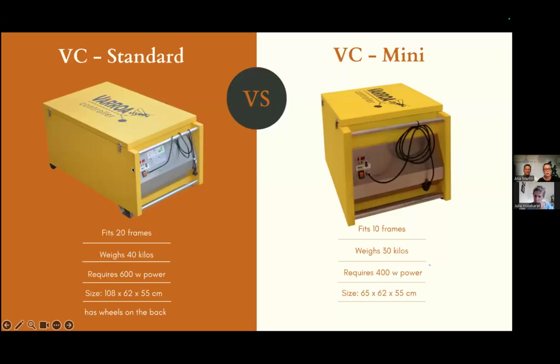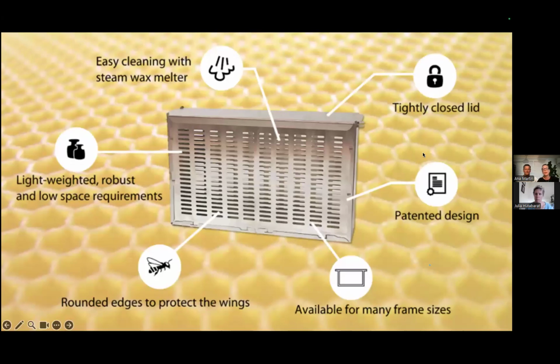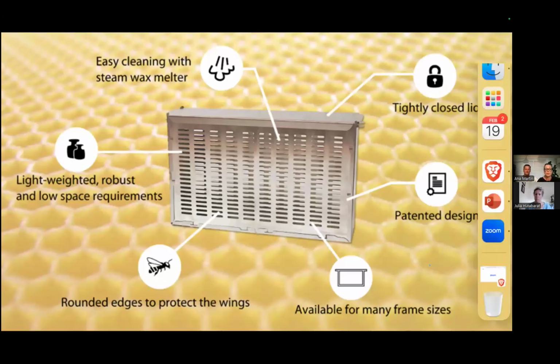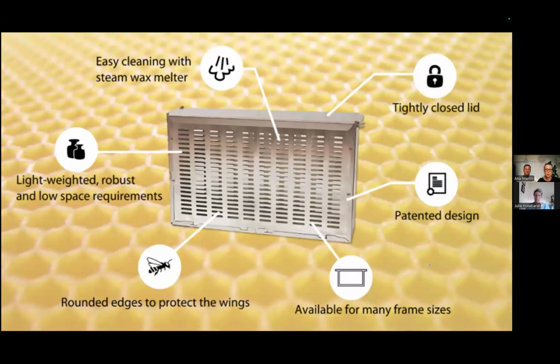The Varroa Controller comes in 2 sizes for different types of beekeepers. The smaller size fits 10 frames, and the larger size fits 20 frames. Obviously, there are different sizes and different weight capacities. And then the other thing that this inventor Wolfgang created was this duplex frame box, which allows us to cage the queen with 2 frames.